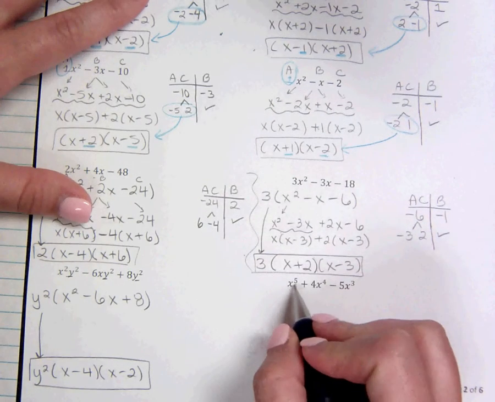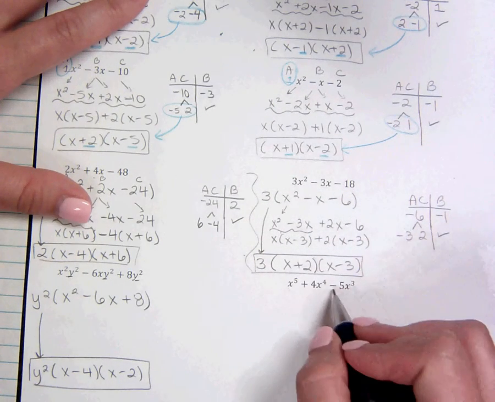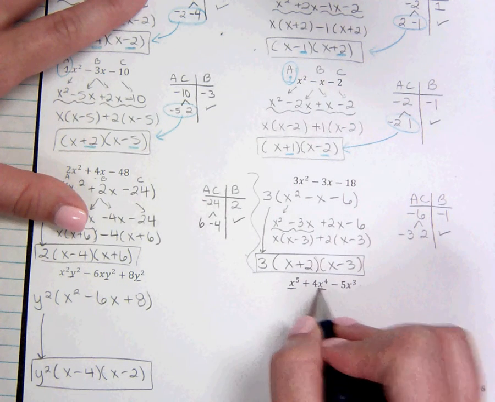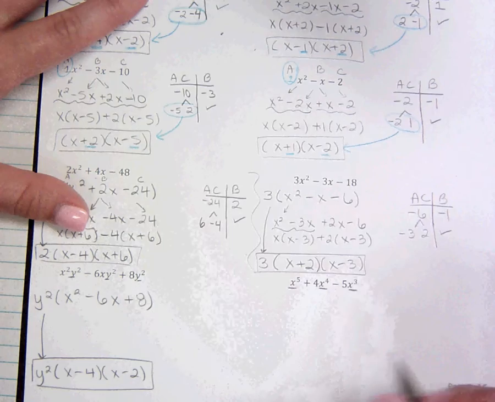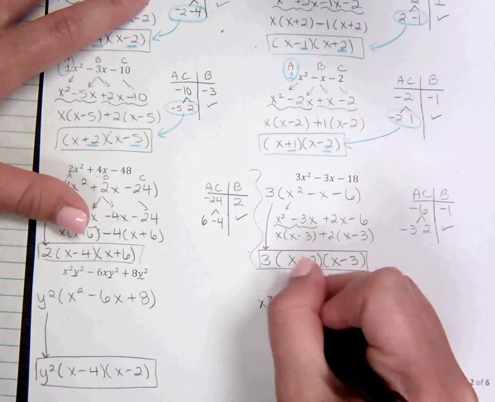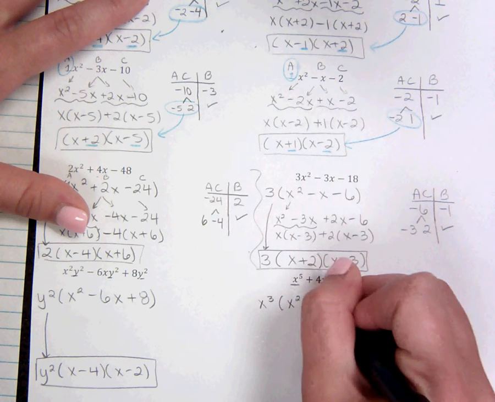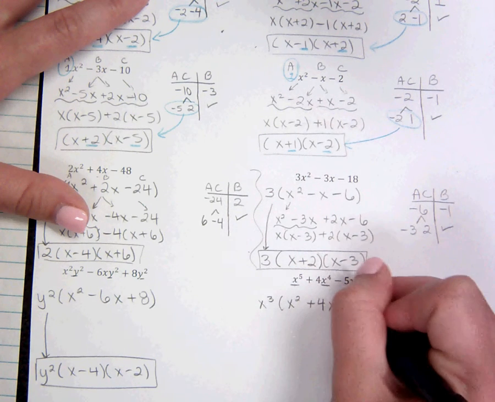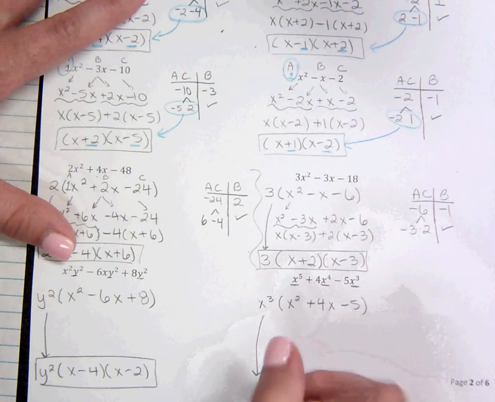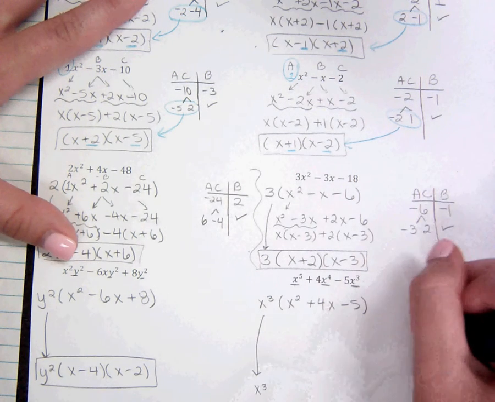And let's try another one. Here's another one that looks pretty bad. X to the 5th plus 4x to the 4th minus 5x to the 3rd. If you notice all those x's, we can take them out. If I take out x to the 3rd, I'm left with x squared plus 4x minus 5. Much easier to factor. So I'll bring down that x to the 3rd.